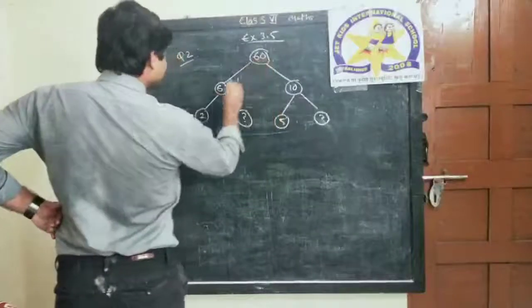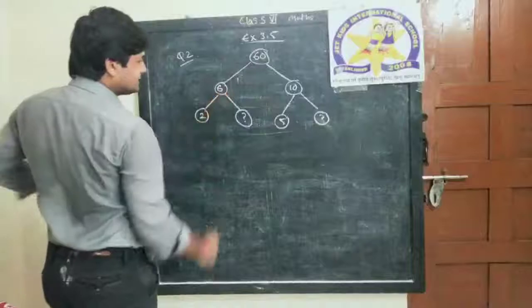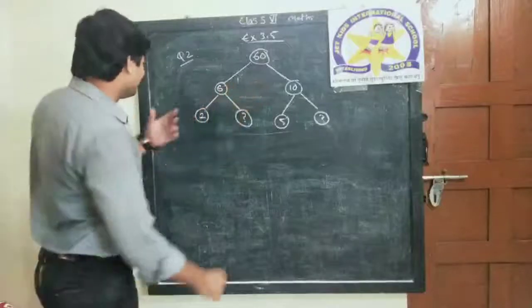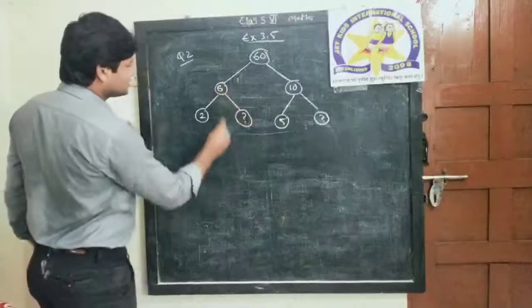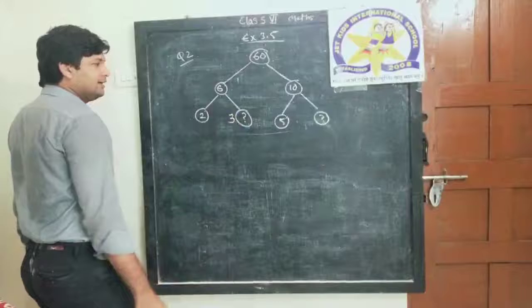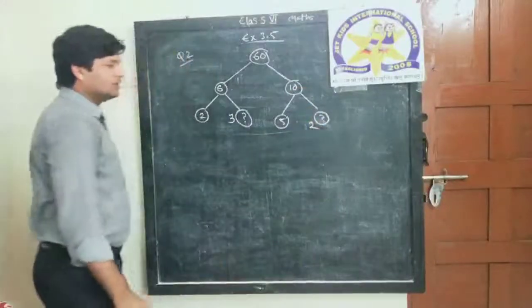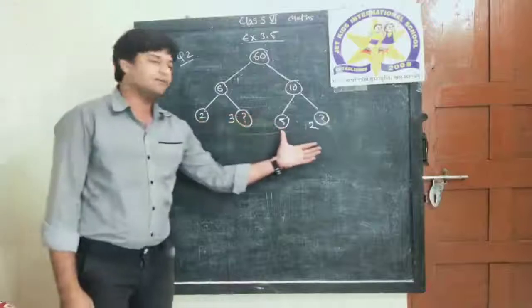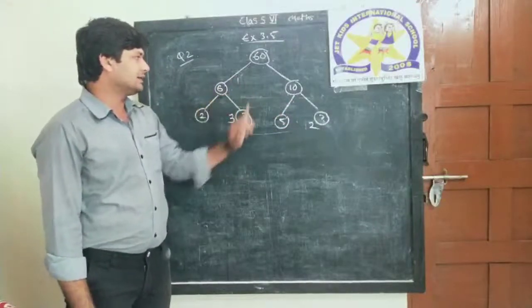Okay, so 60 is divided into two factors, that 6 and 10. Now 6 is divided, this is a prime factorization tree. So 2 multiplied by 3 will give you 6. How much? 2 multiplied by how much will give you 6? 3, right? And 5 multiplied by how much will give you 10? 2. Clear? So this is how you will complete prime factorization tree. Factors taken here 6 and 10, right?